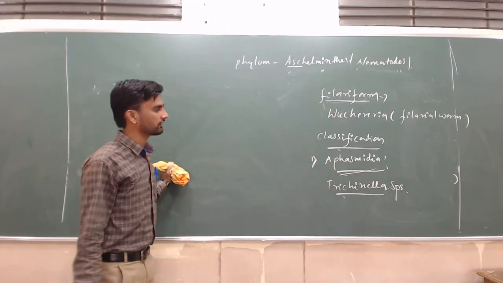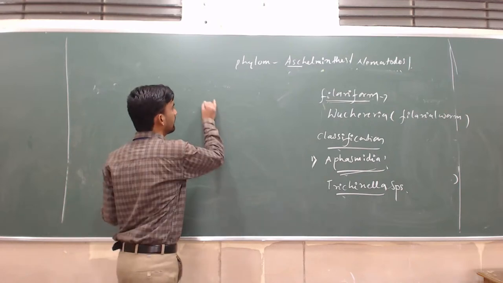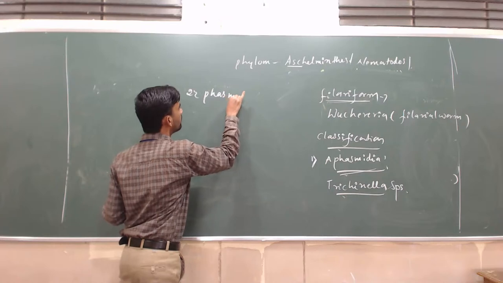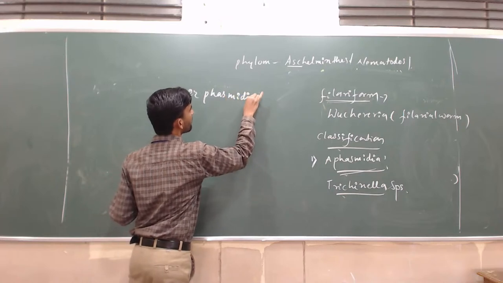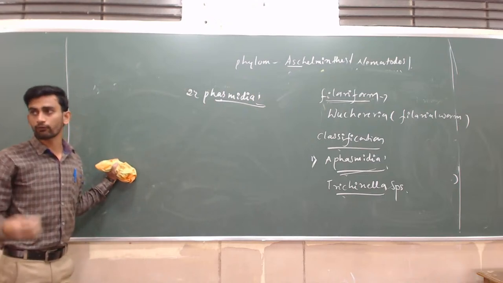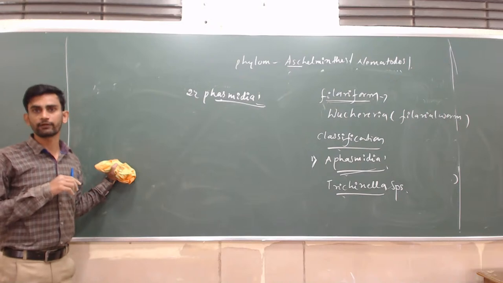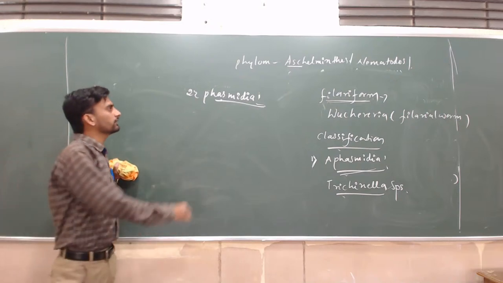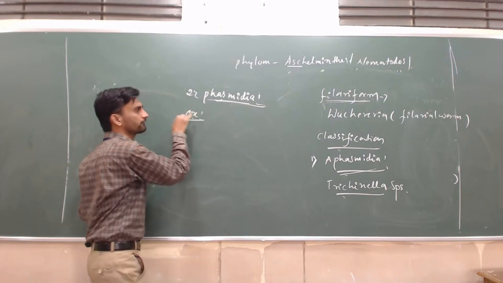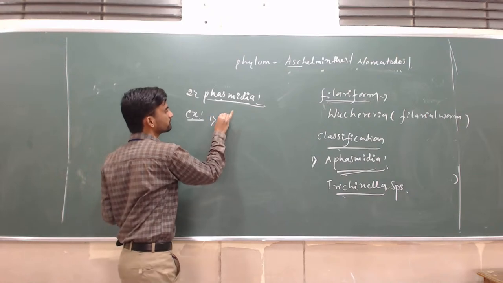Commonly also called Trichinella species. Trichinella. And the second one, Phasmidia. Here you will find phasmids. What is the function of the phasmids? Glandulosensory function. You have taken it down. So these phasmids are present in the animals belonging to this Phasmidia. One best example, you just write it down.